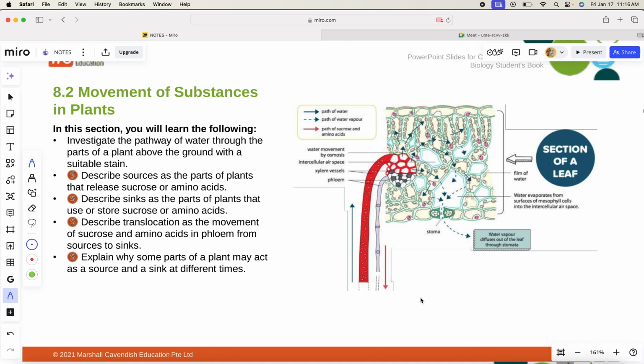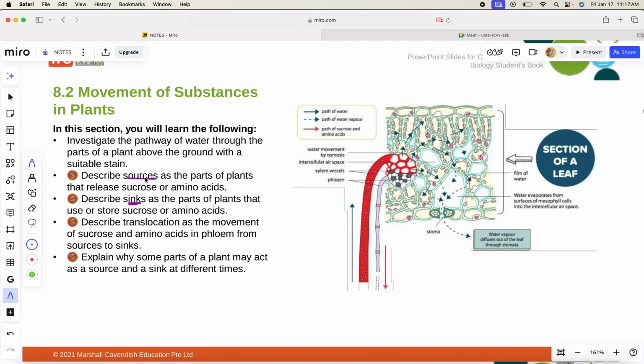In transpiration, there are two things we need to know, two words. One is called source, the other one is called sink. You must know the meaning of these two words, source and sink. We're going to describe them, and we should know the meaning of these two words. Is that okay?